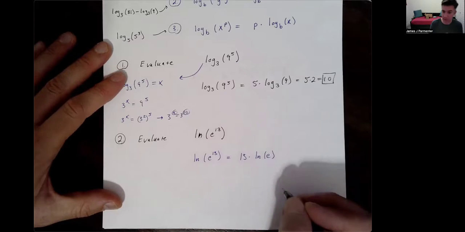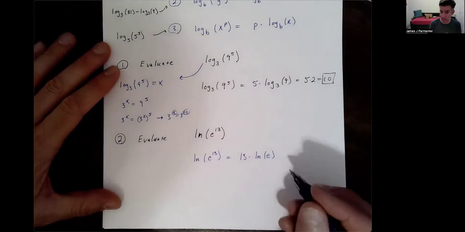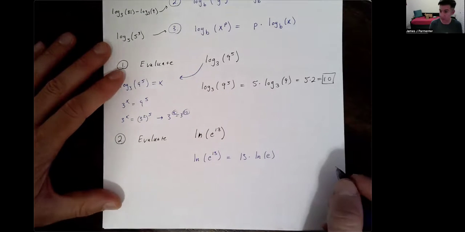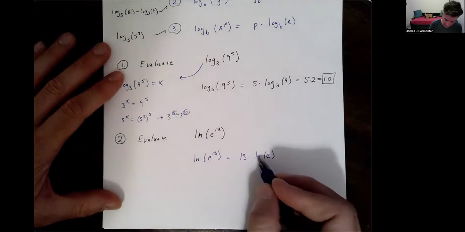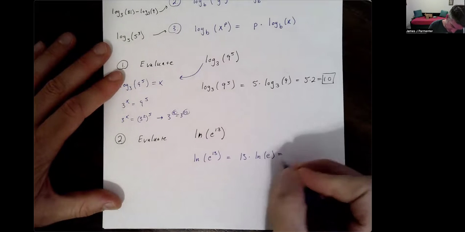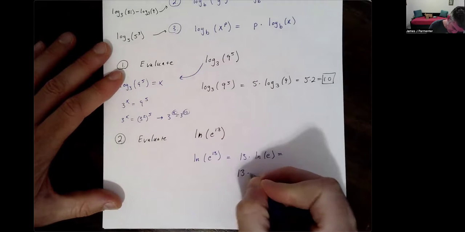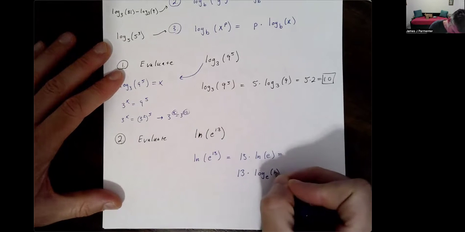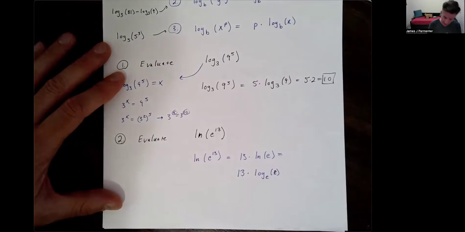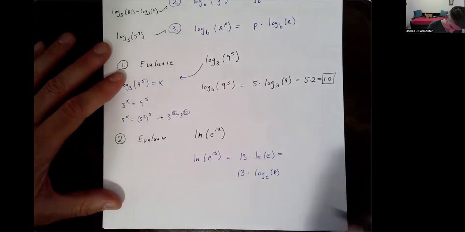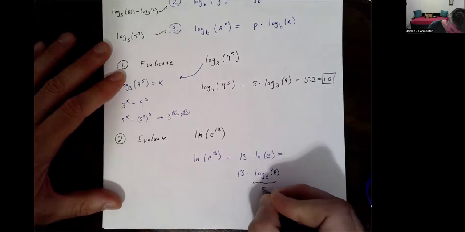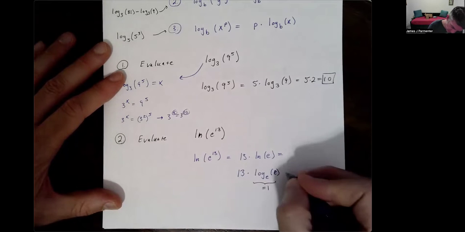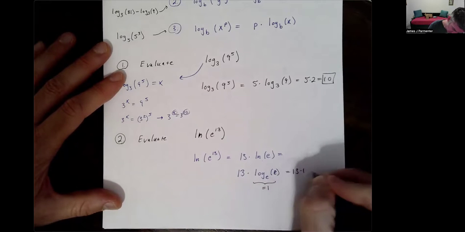And it is important to remember that the base of the natural logarithm is base e. So this is just going to equal 13 times 1, because you have log base e of e. But if you like, it's okay to rewrite this as 13 times log base e of e. And then log base e of e is just equal to 1. This is going to be 13 times 1, which is 13.